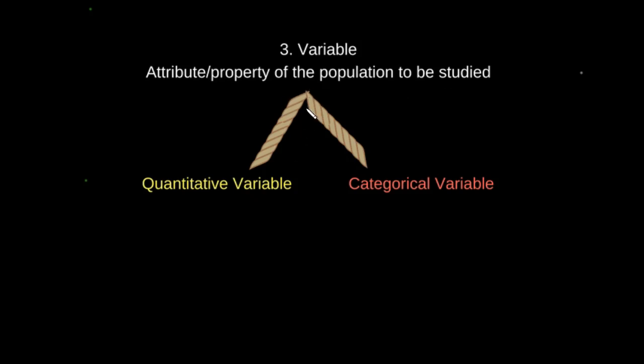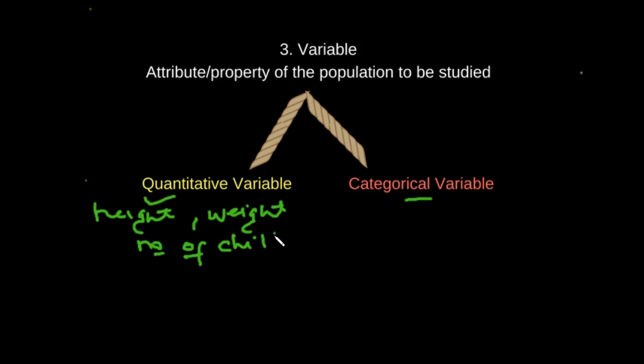Now, when a variable can be measured in numbers, it is called a quantitative variable. When it cannot be measured in numbers and you can only place it in groups or categories, it is called a categorical variable. Examples of a quantitative variable will be the height. You have weight, because you can actually measure all these things in numbers. You have the number of children, number of dogs, salary, all these things can be measured in numbers.